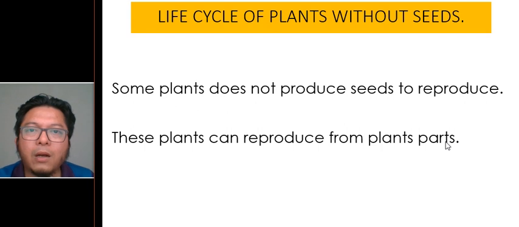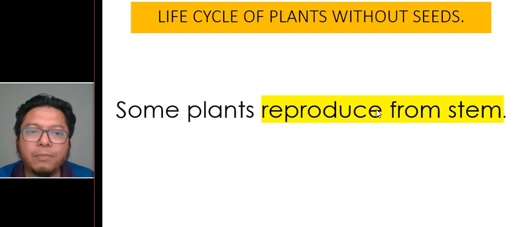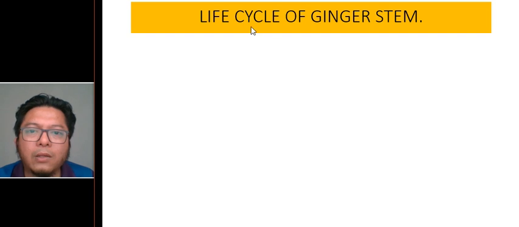Now remember there are 5 parts of plants. There are roots, and then stem, leaves, flower, and fruit. Now this plant can be planted without seeds. Some plants reproduce from stem. Now example life cycle of ginger stem.